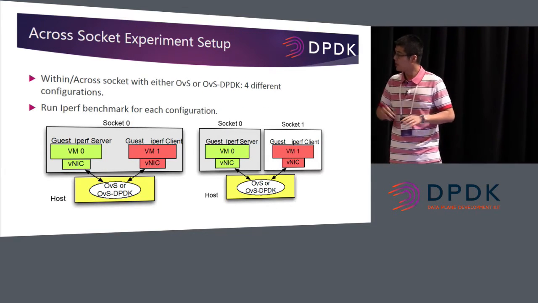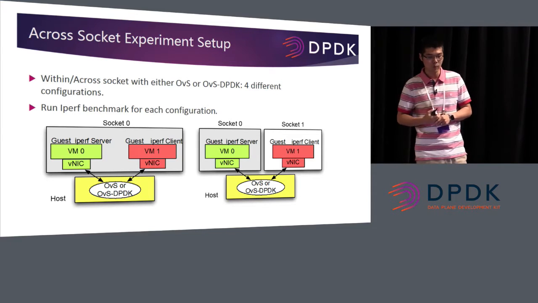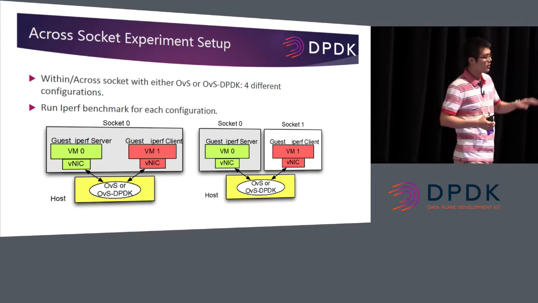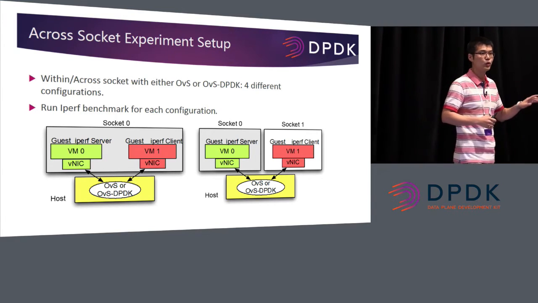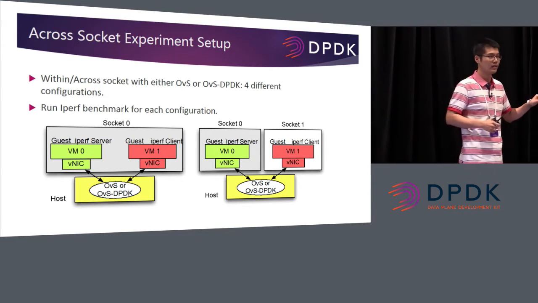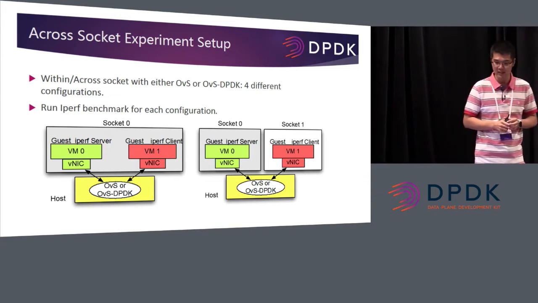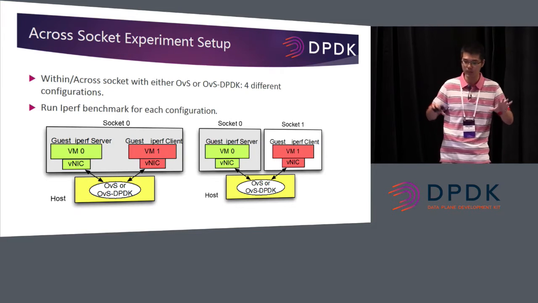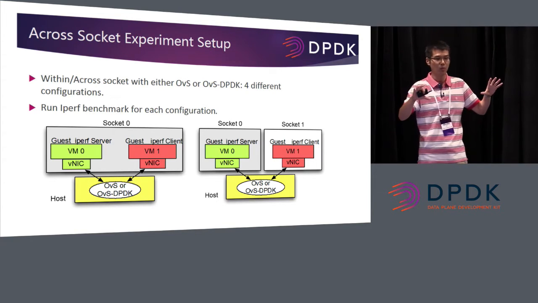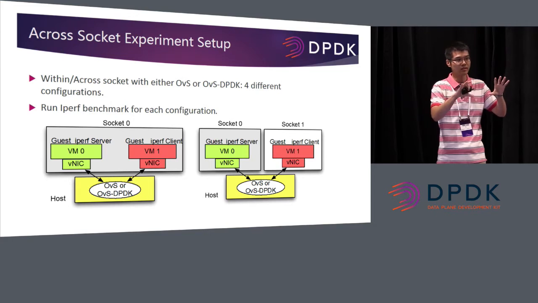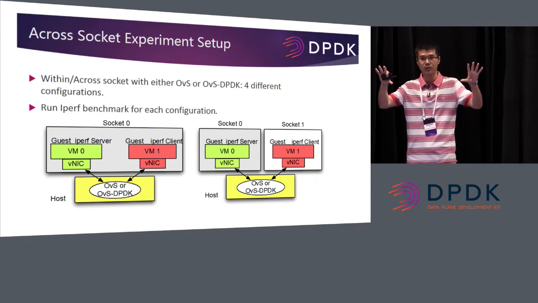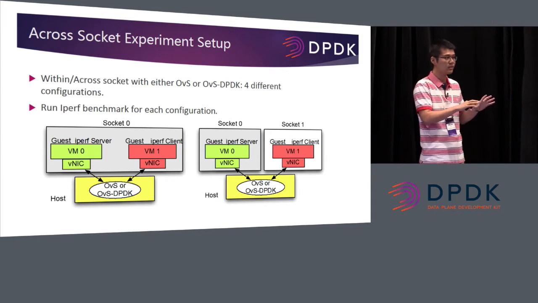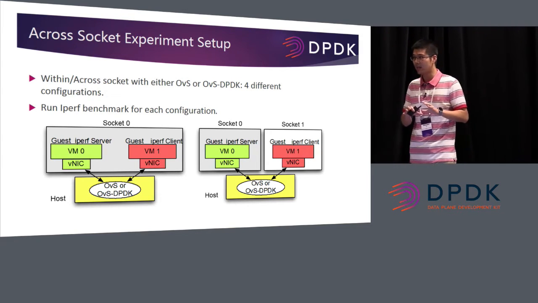So with this hardware, we again have 4 different setups, 4 different configurations. As you can see on the figure, that's 2 configuration categories. In the first category, that is within one socket communication. So basically, we have 2 VMs reside on one socket, and these two VMs will communicate with each other over OVS or OVS DPDK.